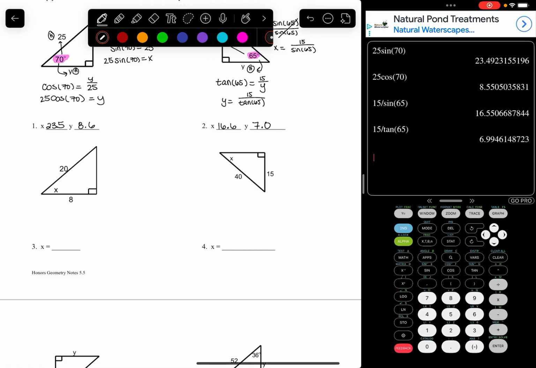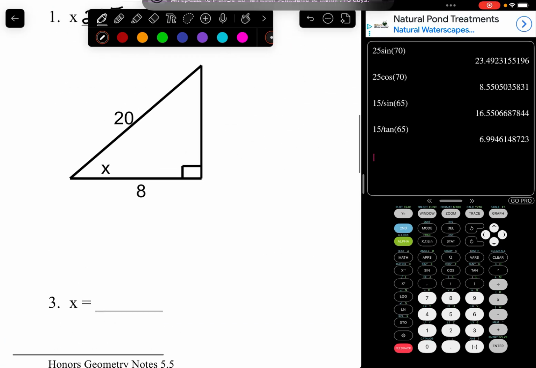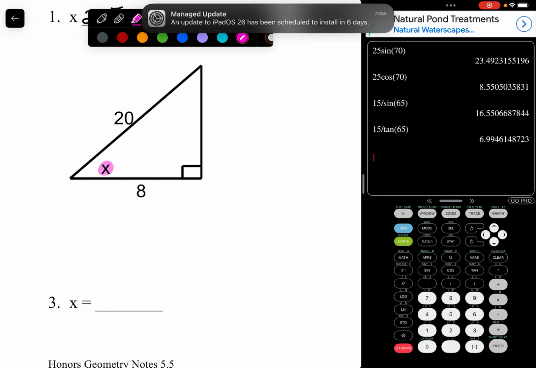Okay, so on numbers 3 and 4, I am looking for my angle. Get away from me. I am looking for my angle. If you don't stop, I'm going to lose it.